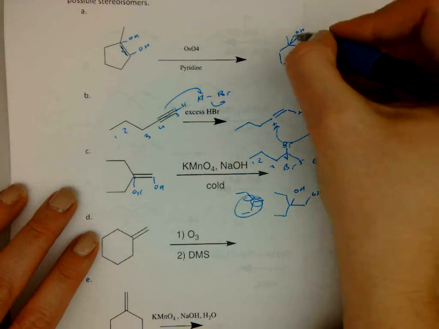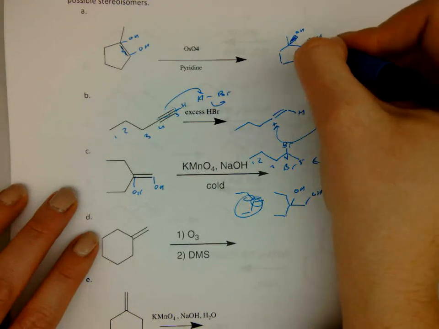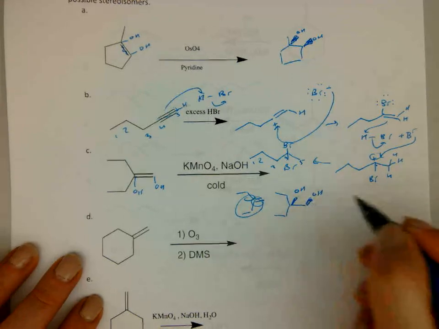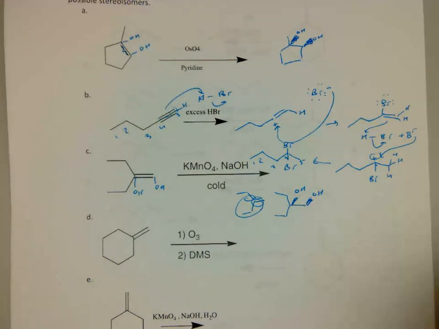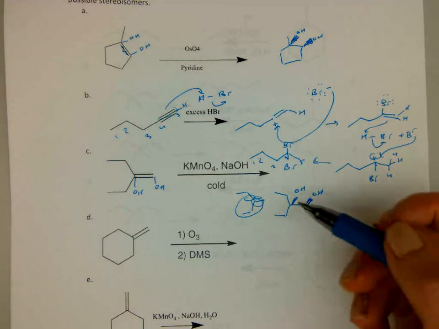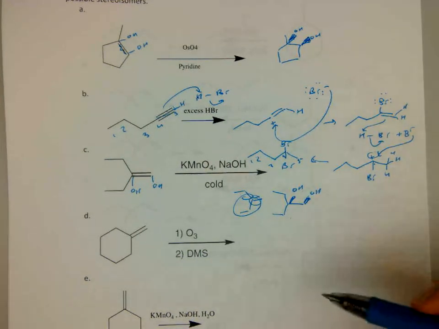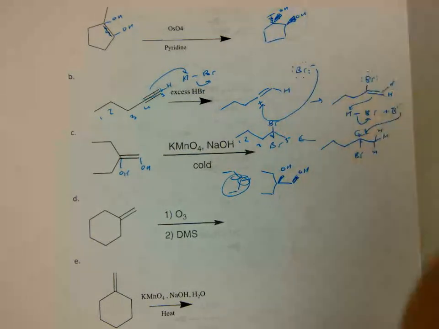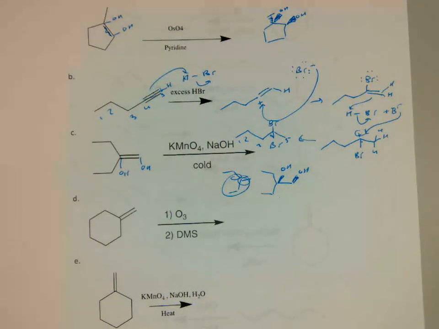Also, we didn't draw stereochemistry on this. Sorry, we should have. And these actually add syn to each other. And these also add syn to each other initially, but this one, they're free to rotate on a single bond like this. So, and neither of them is a chiral center, so it doesn't matter. Right here, this one would be a chiral center. So that is important to note.